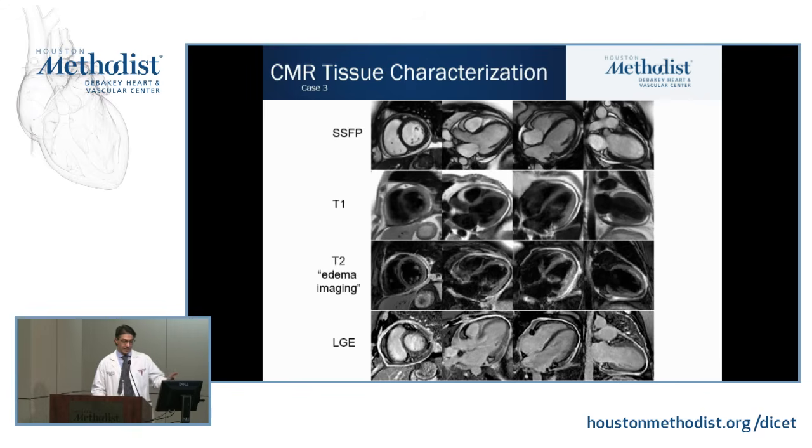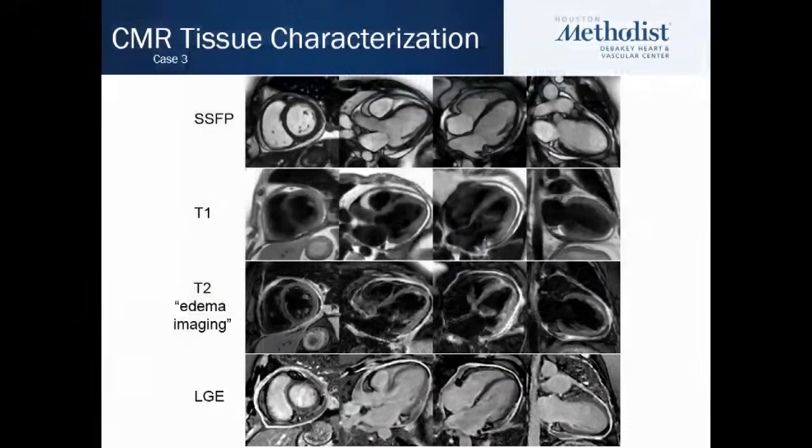So, all right, so this was that same case where you can see just diffuse signal on T2 imaging. The other trick, one more power that CMR has, the most powerful power, is the ability for tissue characterization. So here we talked about what else is tissue characterization we can do, right? We've got T2 imaging, edema imaging, and the ability for late gadolinium enhancement.